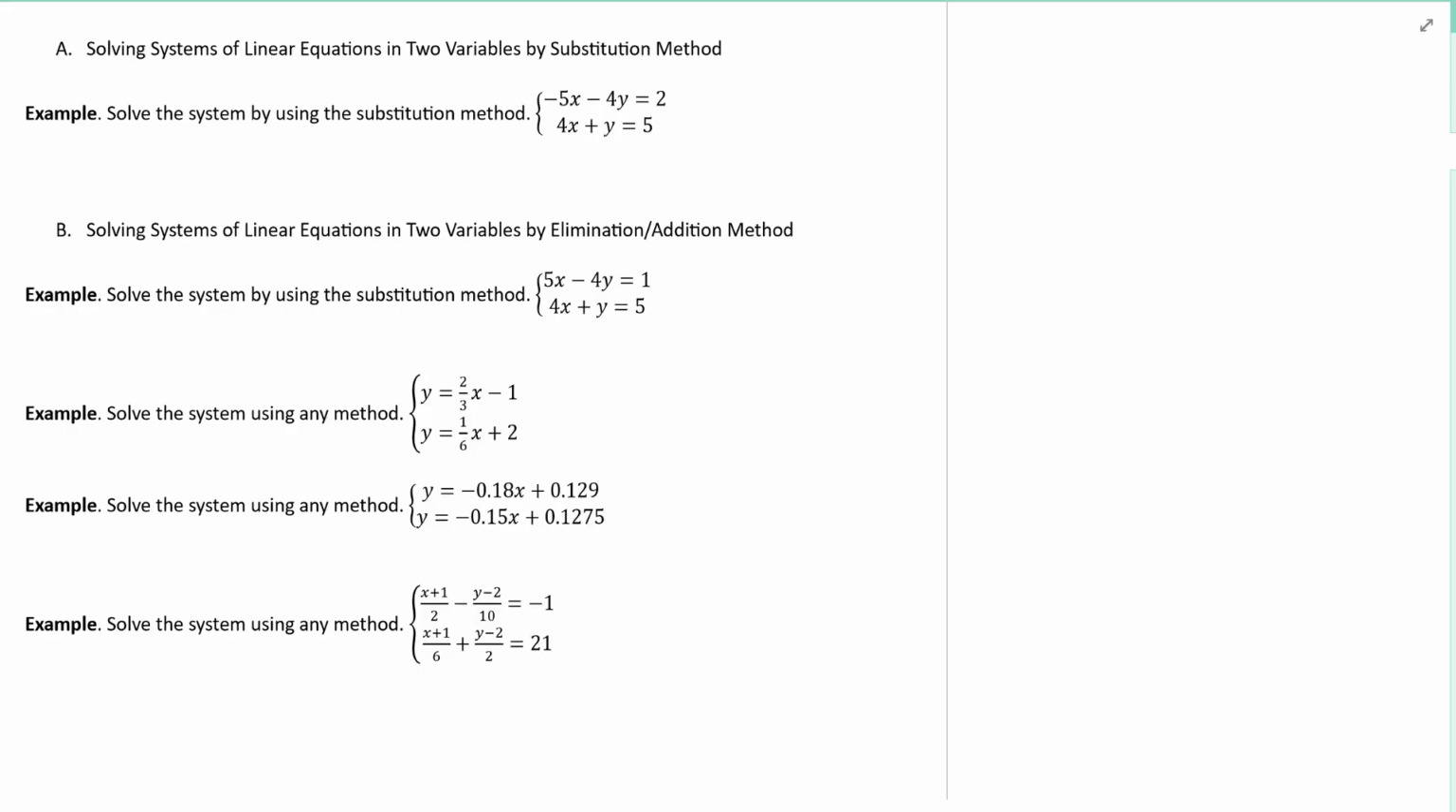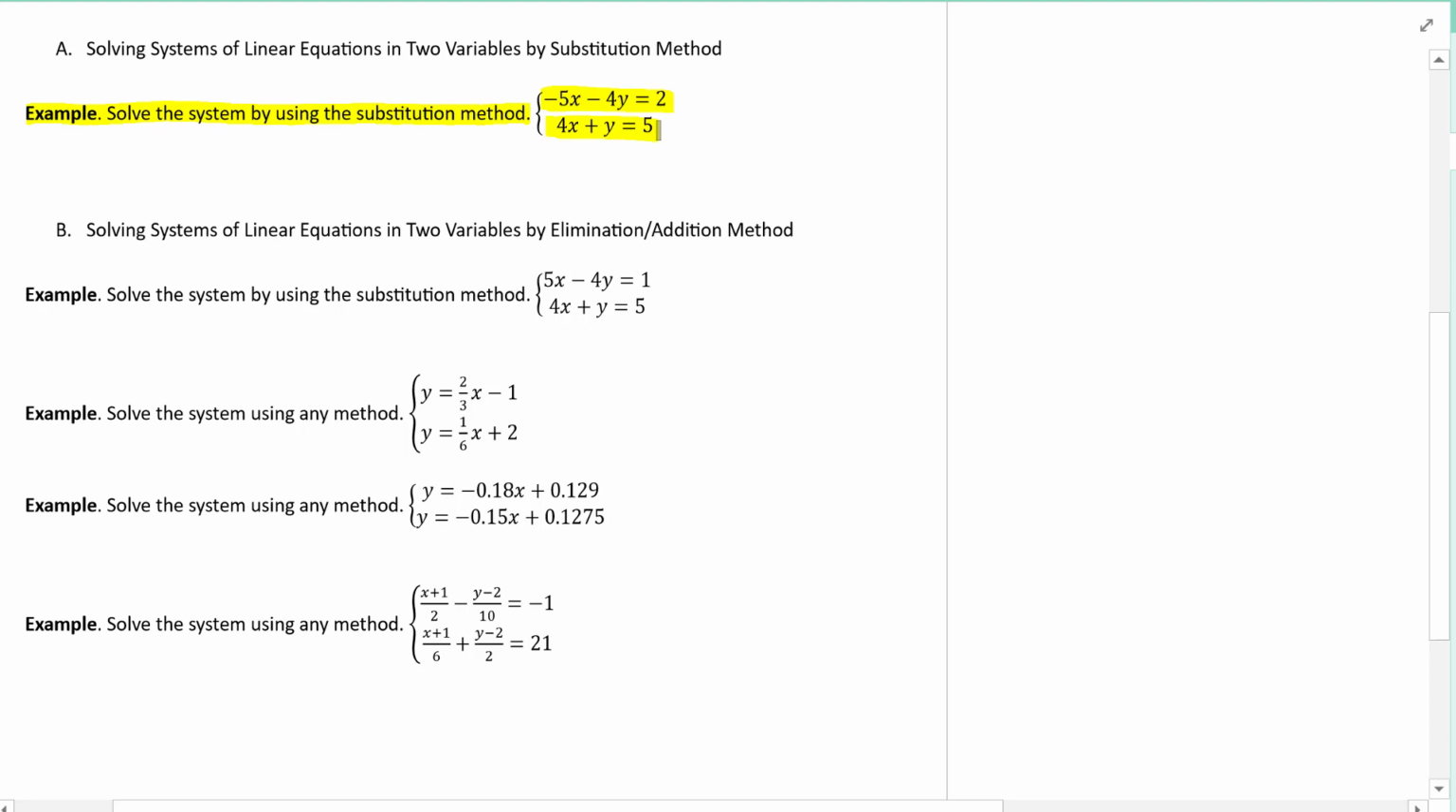In this video, we'll solve a few systems of linear equations in two variables using the substitution method. So let's take a look at this example. Solve the system by using the substitution method. Negative 5x minus 4y equals 2 and 4x plus y equals 5.